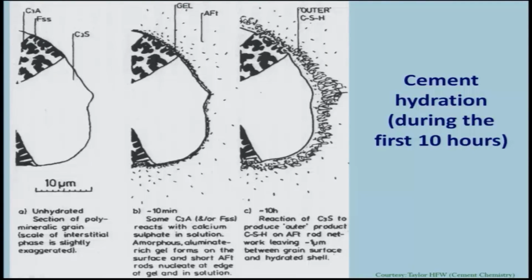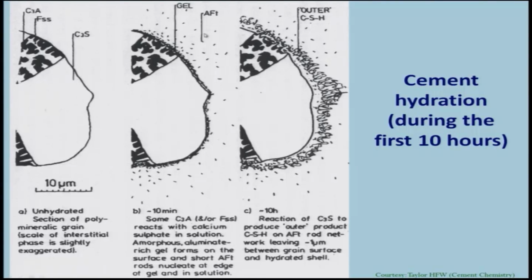So, what you find in the first figure is that during the first few seconds or minutes, C3A reacts faster, whereas C4AF does not react. And C3S also does not react. So, C3A basically reacts and forms ettringite, which is actually shown in the second figure. FSS, which actually indicates C4AF, that also does not react, and C3S reacts.